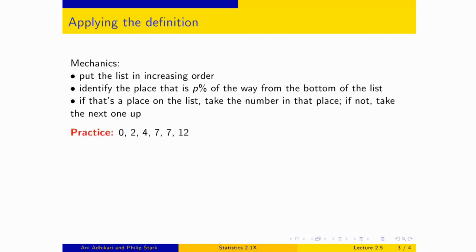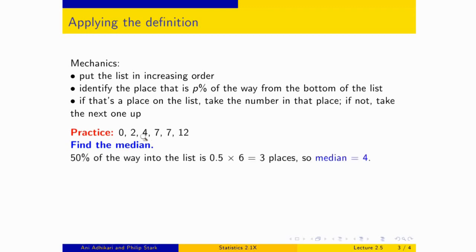Yes, it's a familiar list, and we will now find the median, which is, as you know, the 50th percentile. So what does the definition say to do? Well, it says put the list in increasing order. We've done that. Identify the place that is P% of the way from the bottom of the list. Well, P%, 50% of the way from the bottom. 50% from the bottom is halfway through, that's right here. 50% of 6 is equal to 3. And that is exactly on the list, that is 4, and that means the median is 4 by definition.